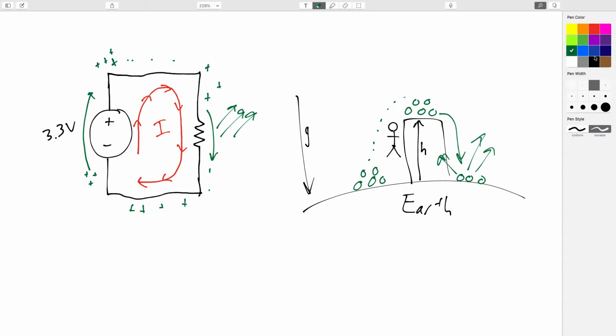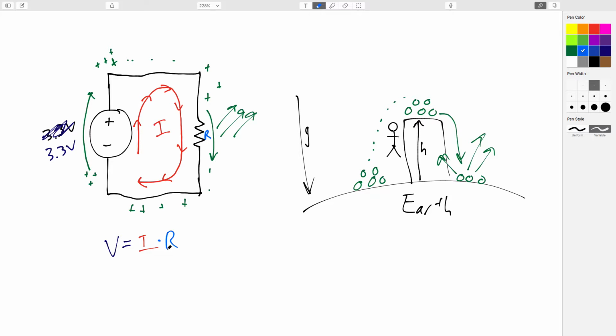Let's make this blue resistor, and then let's make the voltage purple. Okay, and this is known as Ohm's law. So you have V equals, let's do red, I, R. Okay, voltage equals current times resistance.